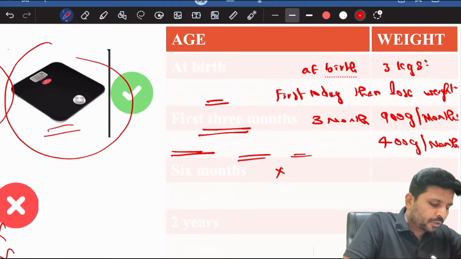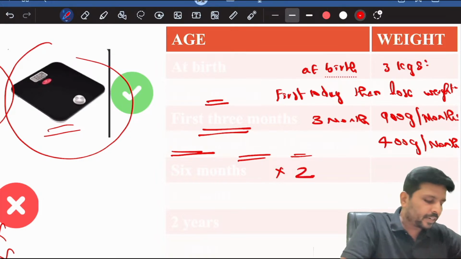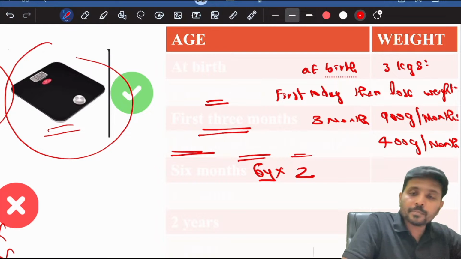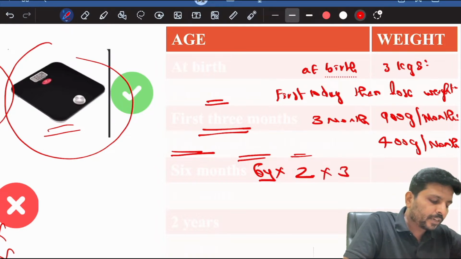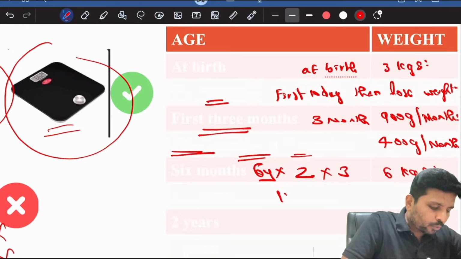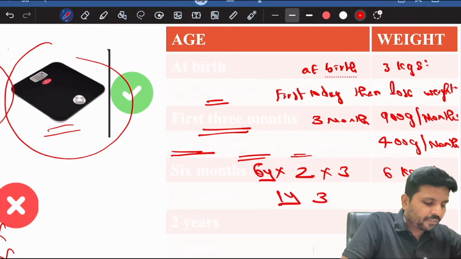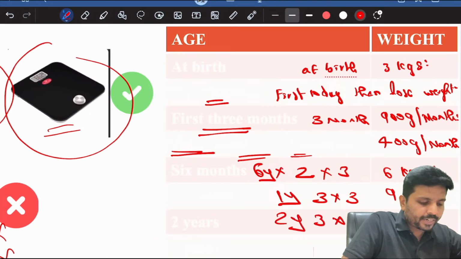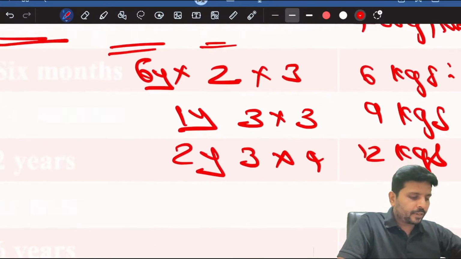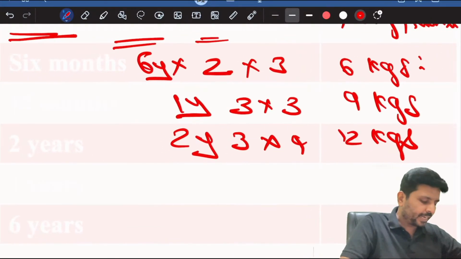And by about 6 months, it is birth weight into 2. What is birth weight? 3 kgs. So birth weight into 2 is roughly around 6 kgs. Then by about 1 year, it is birth weight into 3, that means 9 kgs. At about 2 years, birth weight into 4, that means 12 kgs.